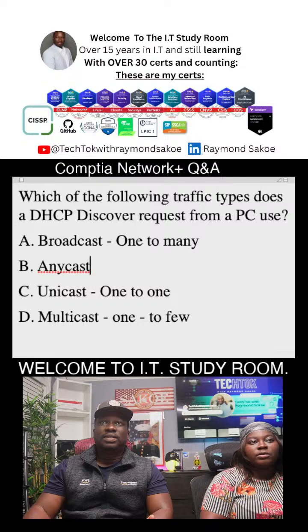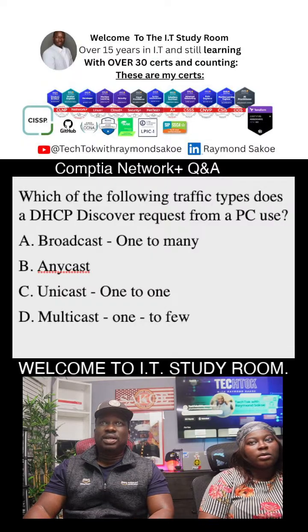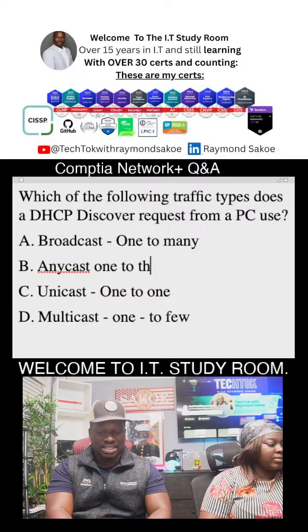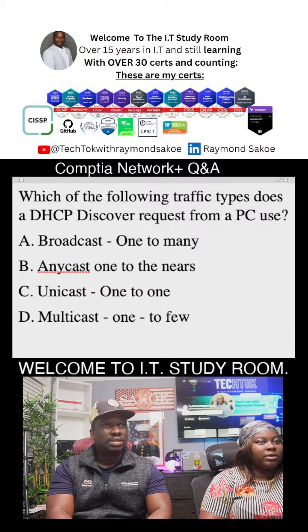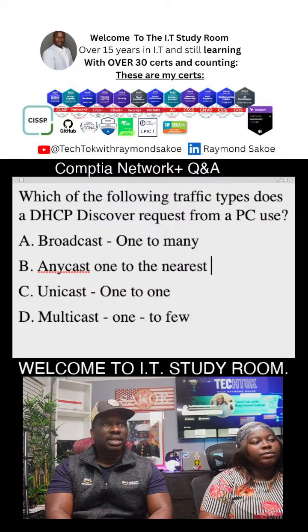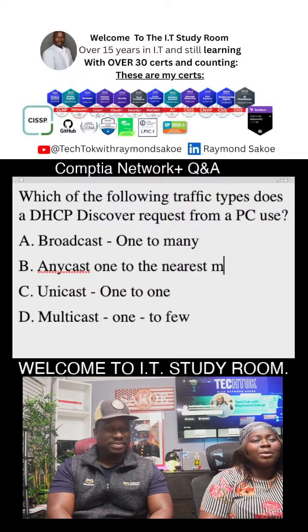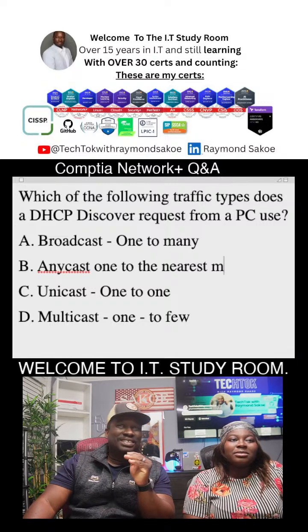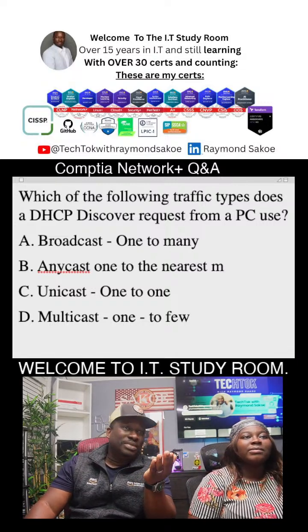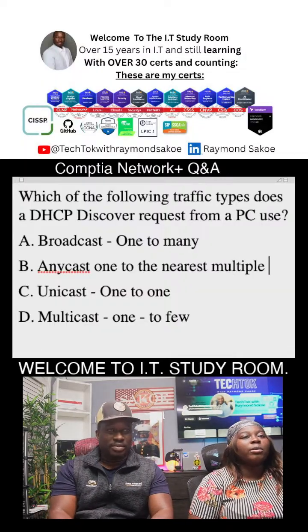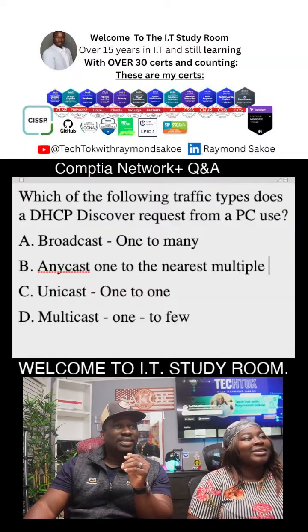So we have one to one, which is unicast. We have one to many, which is multicast. Anycast is one to the nearest. Nearest many, or nearest multiple recipients. I was saying many, but it's multiple recipients.